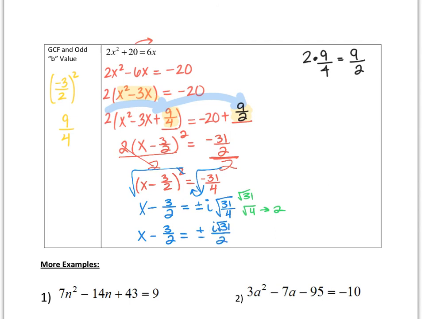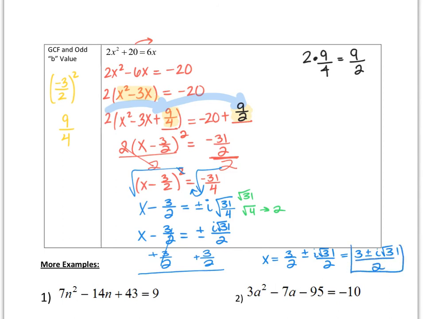And then the last step is just going to be to add the 3/2 to both sides. So we get x equals 3/2 plus or minus i rad 31 all over 2. Now just know that can be written as 3 plus or minus i rad 31 all over a single 2. So this is a possible answer, and this is a possible answer. They both mean the same exact thing.